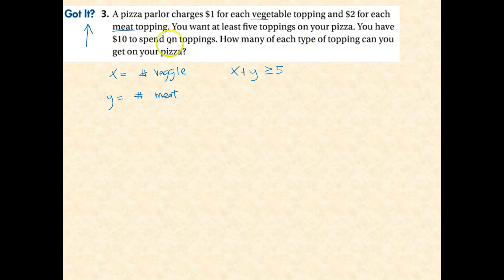And we have $10 to spend on toppings, so something's going to have to be less than or equal to $10. That's how much our stuff costs. So $1 for each vegetable topping, that's 1x, plus $2 for each meat topping, that's 2y, has to be less than or equal to 10. So we got this system of equations. Let's graph it.